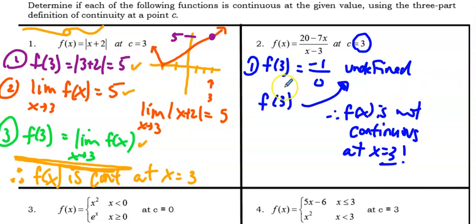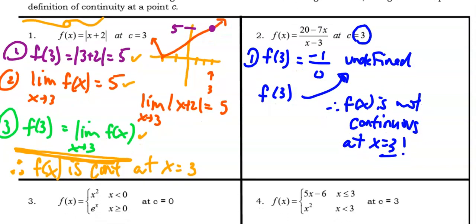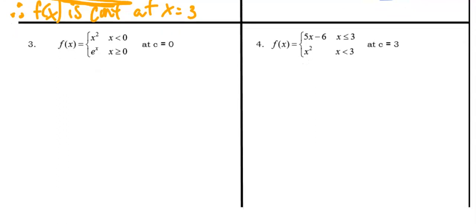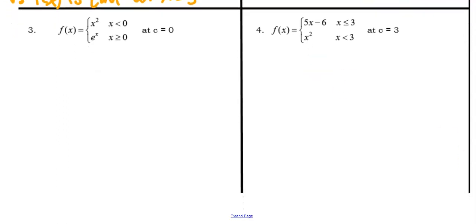And so the answer is they want to see the work that it's undefined and the fact that it's not continuous. And yes, you could have said that the limit didn't exist as well. But again, I like to just kind of be in the order of what we're doing. Okay, so for the next question.